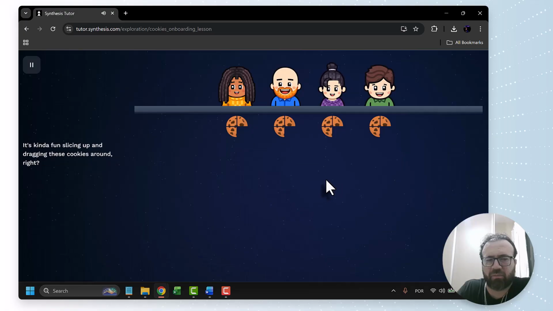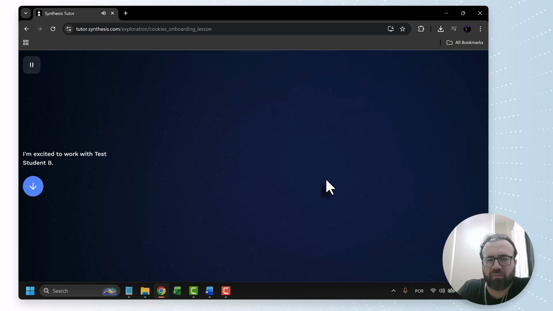It's kind of fun slicing up and dragging these cookies around, right? Allowing students to play like this helps them to build physical intuition before I move into more abstract concepts. I'm excited to work with test student B.